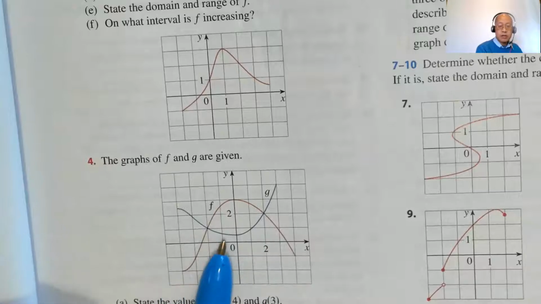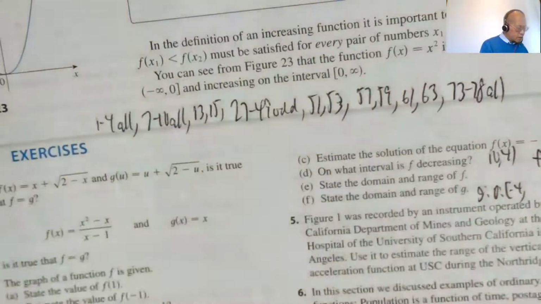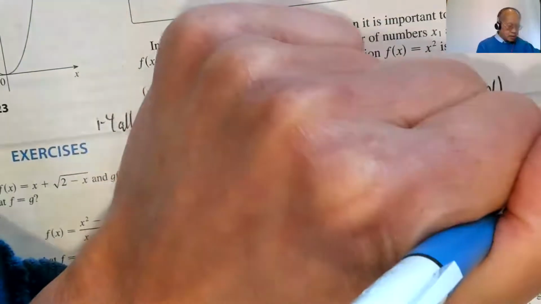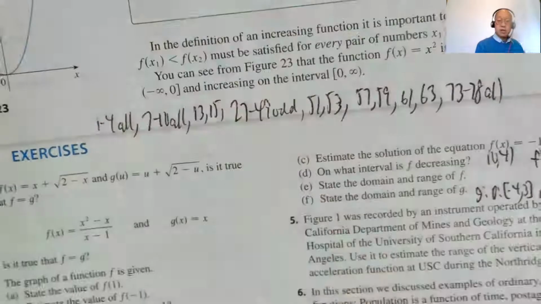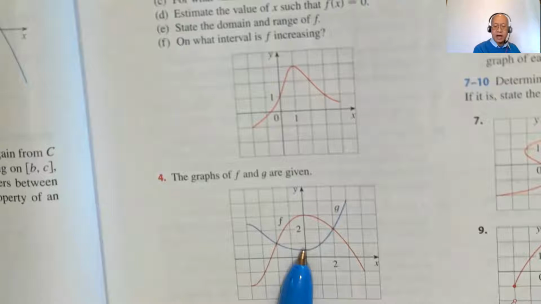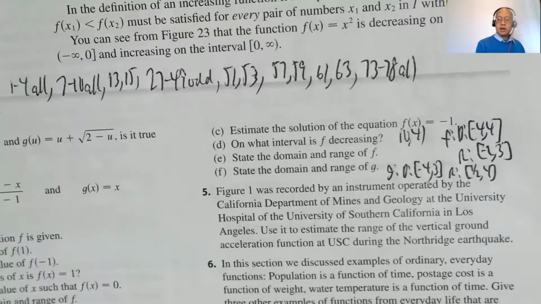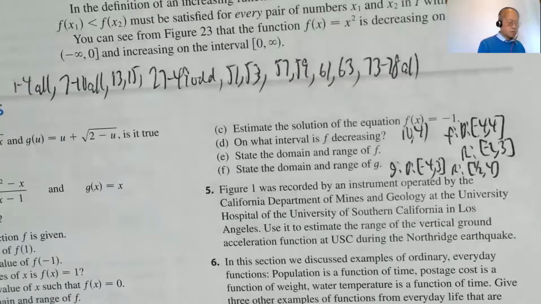Okay, state the domain and range of G. So G goes from here to here. That would be negative 4 to 3. So for G, domain is negative 4 to 3. And for the range, the lowest seems to be about here, which is a half. The highest is 1, 2, 3, 4. So I would say negative a half to 4 inclusive. Okay.